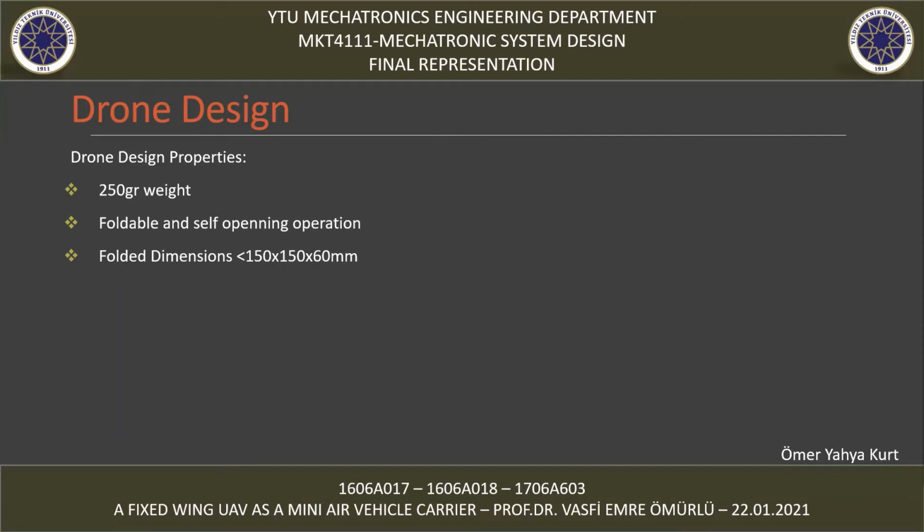I will talk about the foldable drone and carrier mechanism design. Drone design properties: 250 gram weight, foldable and self-opening operation, and folded dimensions must be less than the given dimensions.